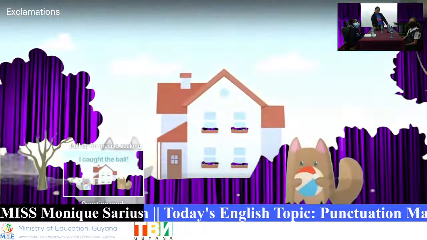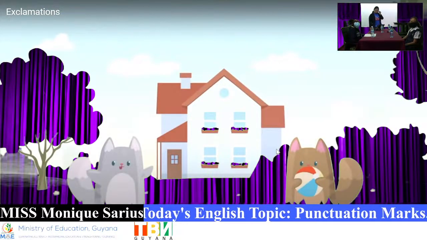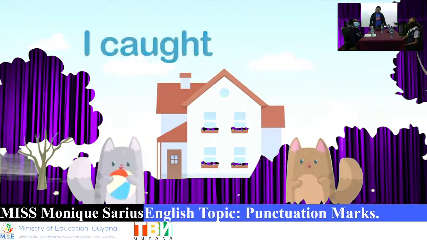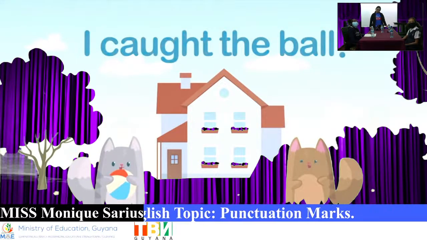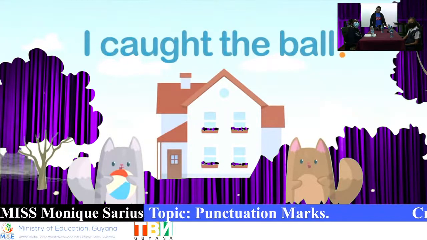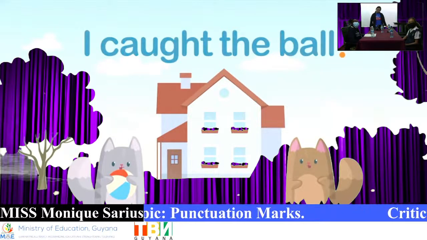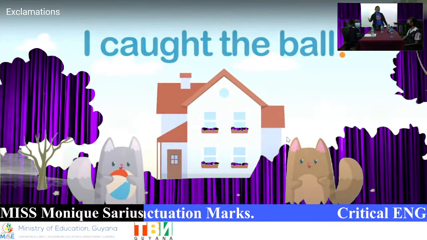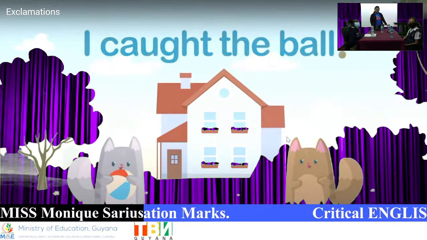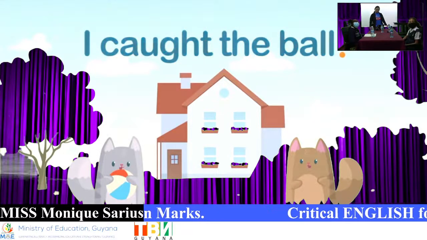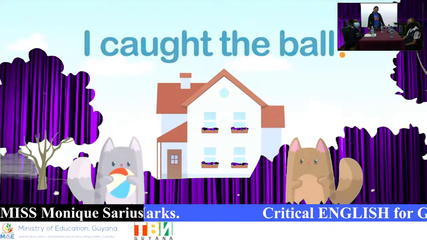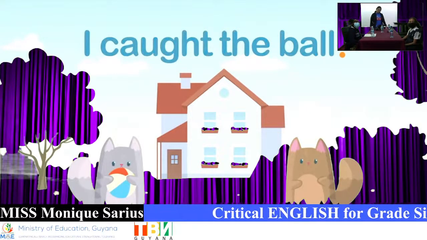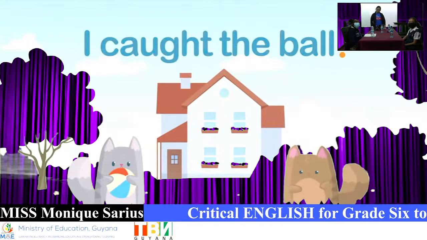Here is an example of a sentence that uses an exclamation point to add strong feeling. I caught the ball! Using the exclamation point shows that this person is very excited about catching the ball. Like cricket, right? If the sentence were written using a period instead, it would read as, I caught the ball. Did you hear how different the sentence sounded? It no longer had any excitement.